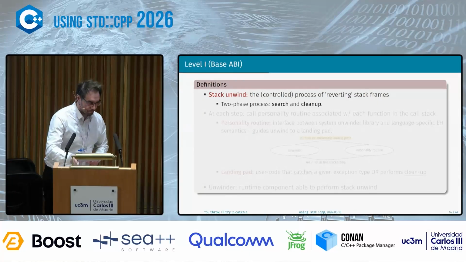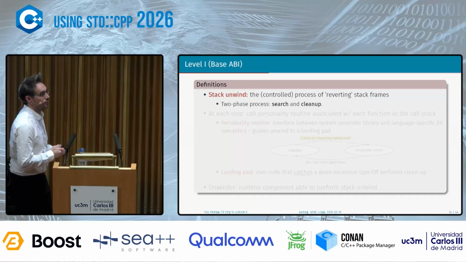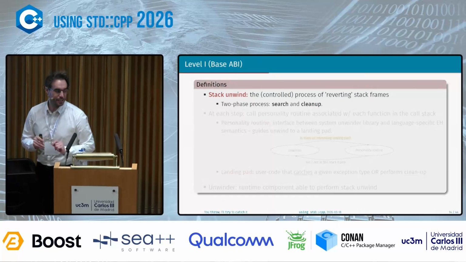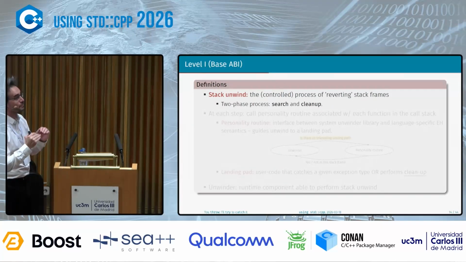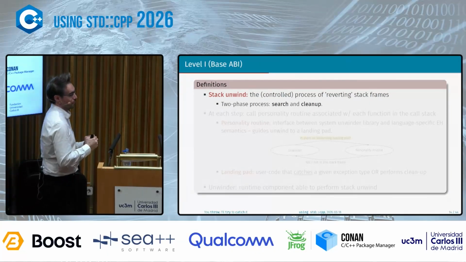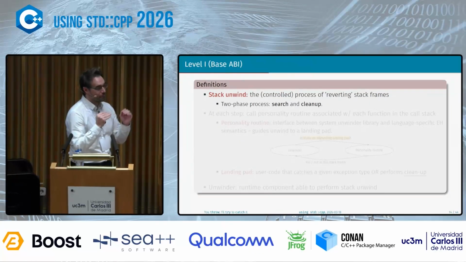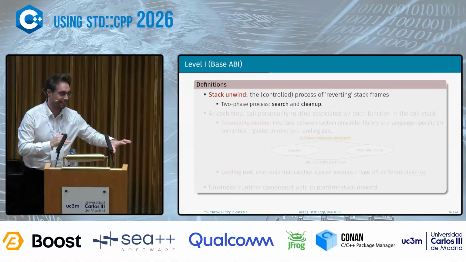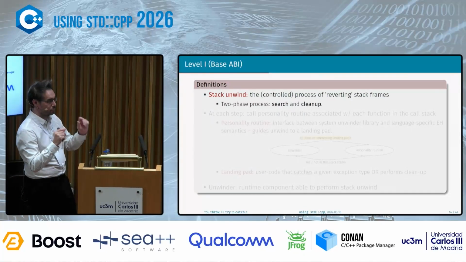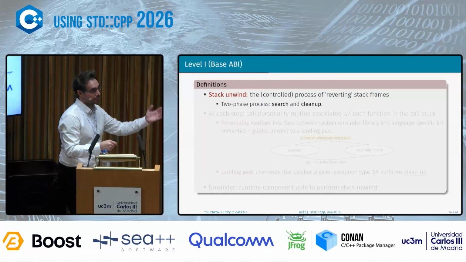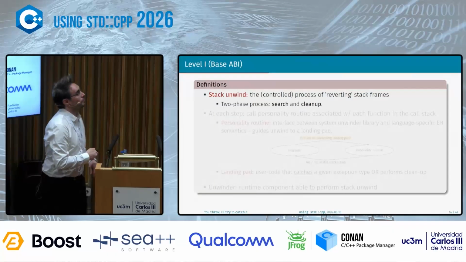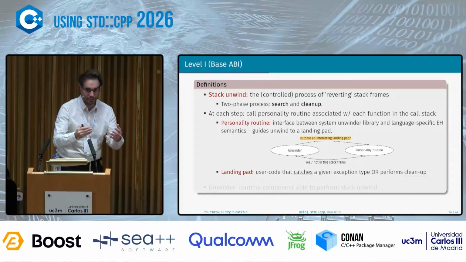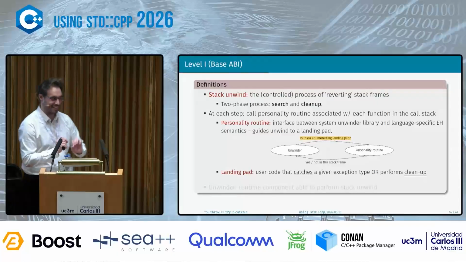So let's start briefly describing what happens at level 1 and how it works. I will start with some definitions at this stage. The whole exception handling thing is based on what we call the stack unwinding process. You might wonder, what is this? It's the control process of trying to undo or revert stack frames. Per level 1 of the Itanium C++ ABI, it's a two-phase process. We have a first phase, which is called search, and a second phase, which is called cleanup. We will see more about them in just a while. At each step, we will call something that we call the personality routine. We will dive a bit more into it in just a second.